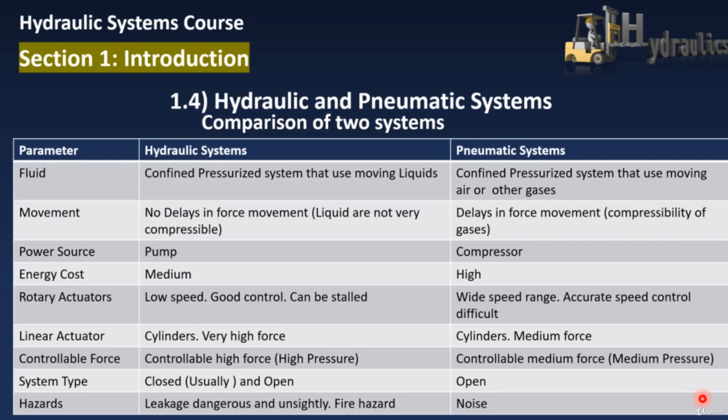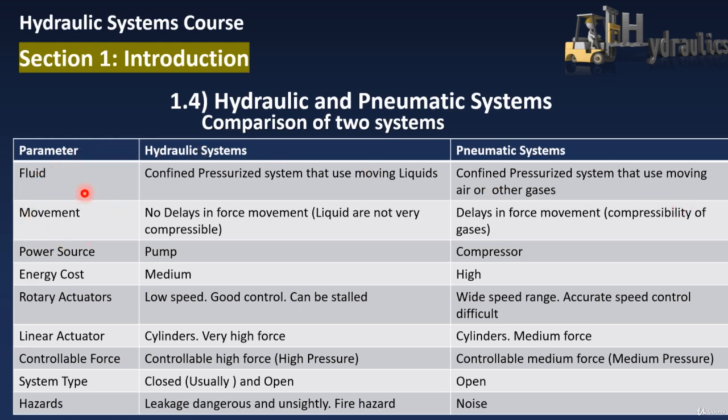Now we will give a brief comparison between the two systems, hydraulic and pneumatic. If we start with the fluid as the first parameter, hydraulic systems are confined pressurized systems that use moving liquids. Pneumatic systems are confined pressurized systems that use moving air or gas. Both of them are confined. Hydraulic systems use liquids and or oils, and pneumatic systems use air or gases.